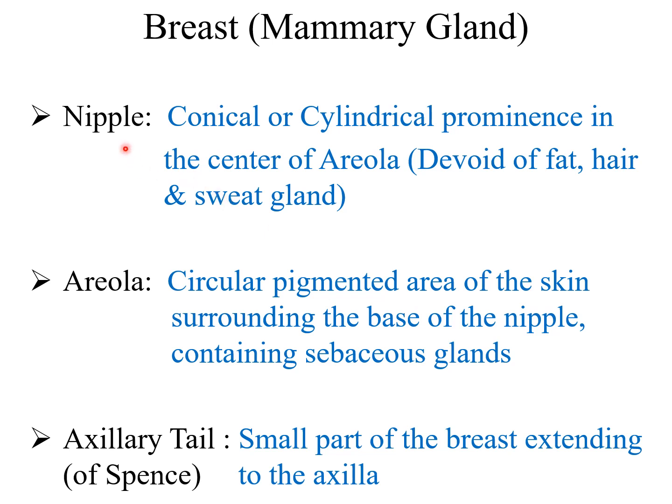What is the nipple formed of? Nipple is formed of smooth muscle. A very small smooth muscle is present in the nipple which makes it erect. When the baby is sucking the nipple for the milk, the nipple is a little bit erected, and this erection is done with the help of the smooth muscles which are present in the nipple. So they are conical cylindrical prominences in the center of areola devoid of fat, hair and sweat glands, although they contain smooth muscle.